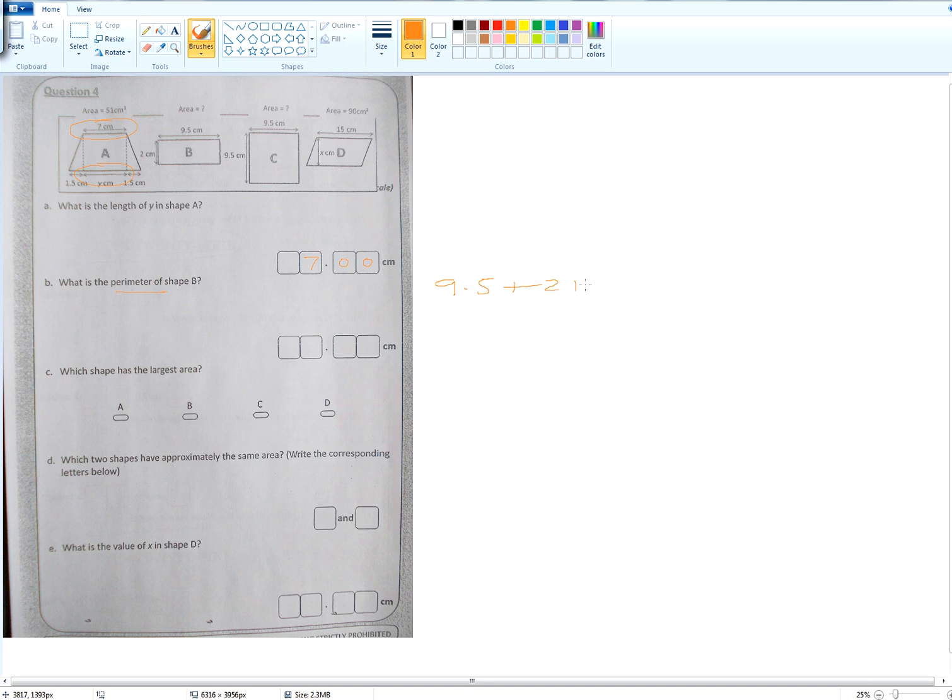Add 2, add another 9.5, add another 2. Is that right? Yeah. Now, 9.5 and 9.5 will give us 18 and 1, which is 19. 2 and 2 will give us 4, and 19 will give us 23. Okay, are we happy with that?